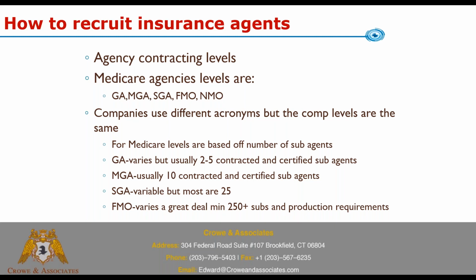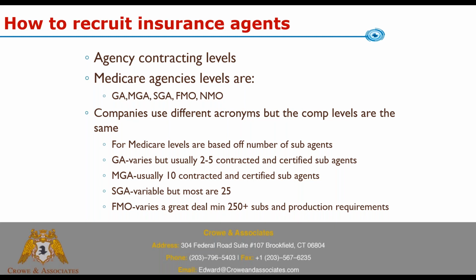Companies use different acronyms for these titles, but they're all pretty much the same comp level, and pretty much the same requirements too. So you might hear Aetna use a different term for SGA. In fact, they do call it something different, and I can't remember what it is, but they're all saying the same thing, basically. Those are your levels above street: GA, MGA, SGA, FMO, NMO.